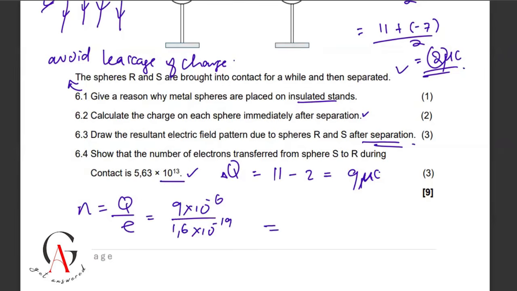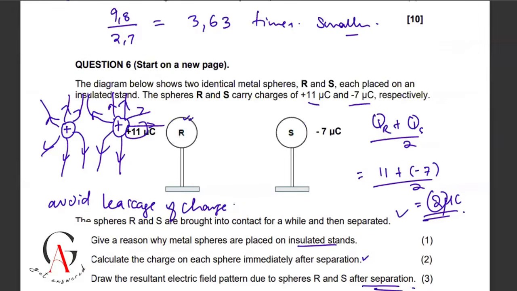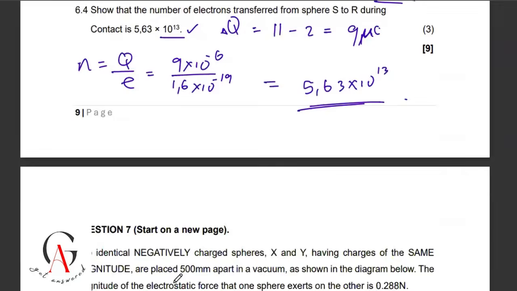Okay, quantization of charge. So this gives us 5.63 times 10 to the 13. Alternatively, you can use S, whereby you get the final minus the initial, and then you end up with 9 microcoulombs. Okay, that is question 6.